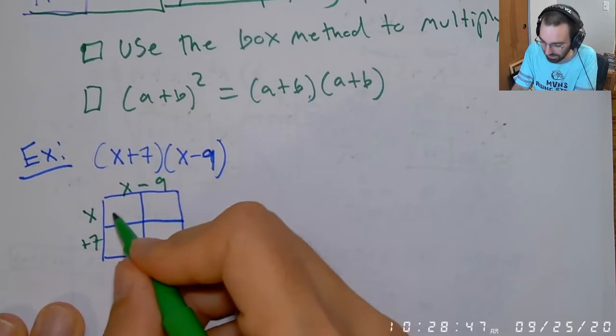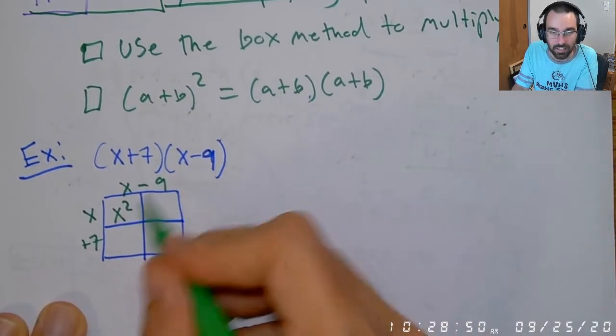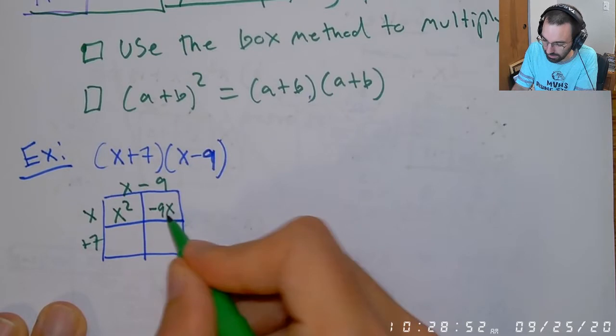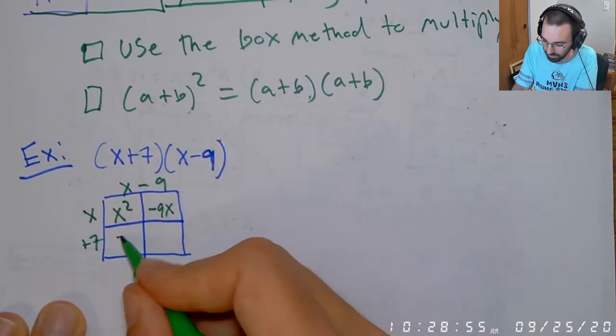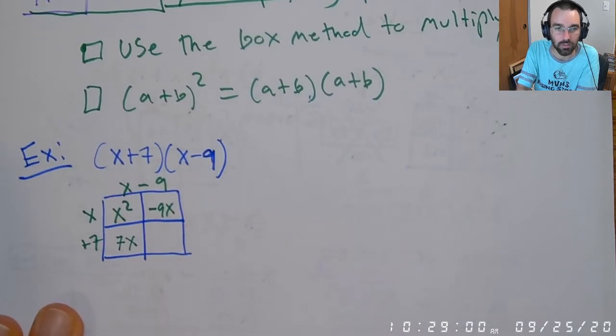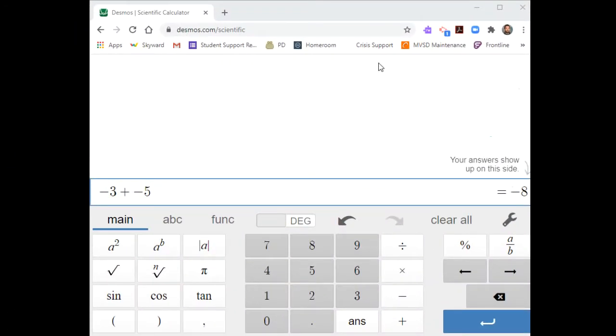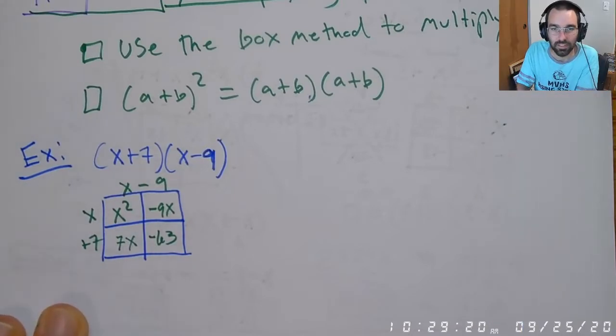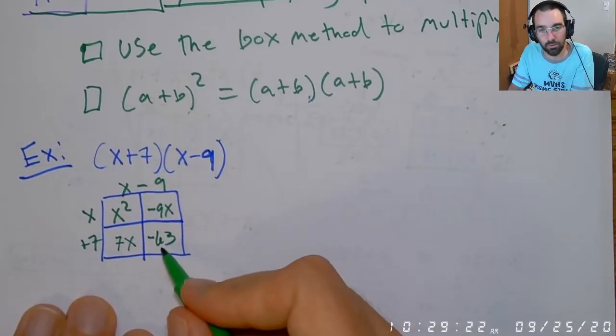So I get x times x, that's x squared. Negative 9 times x is negative 9x. X times 7 is 7x. 7 times negative 9, oof. I don't know about you guys, but my 9s are kind of rough. So I'm going to go, clear. 7 times negative 9, I get negative 63. Okay, and I always like to promote using a calculator because a calculator is your best friend. Okay, so I got negative 63 right here.